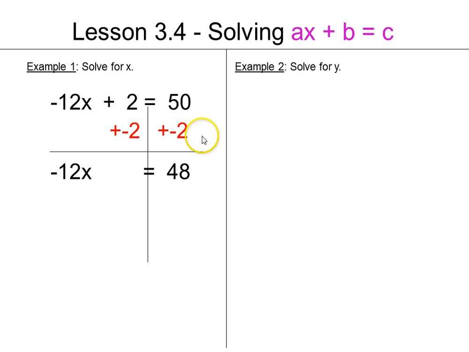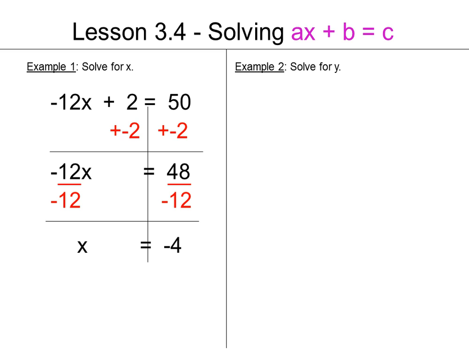These two equations here are called equivalent equations because even though they look different, the value of x is still the same thing. Whatever x is here, it's the same thing here. So we have negative 12x equals 48, and we have negative 12 times x, so we are going to divide by negative 12 to get rid of that negative 12, because that's the opposite of multiplication. Negative 12 divided by negative 12 is 1, so we'll have just the 1x here, and then we have 48 divided by negative 12, which is negative 4.